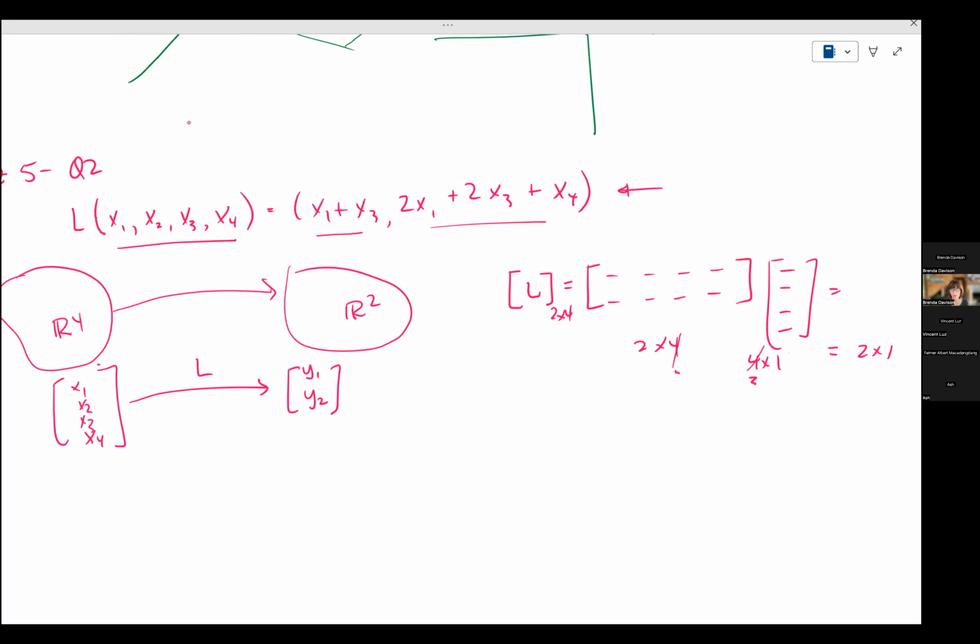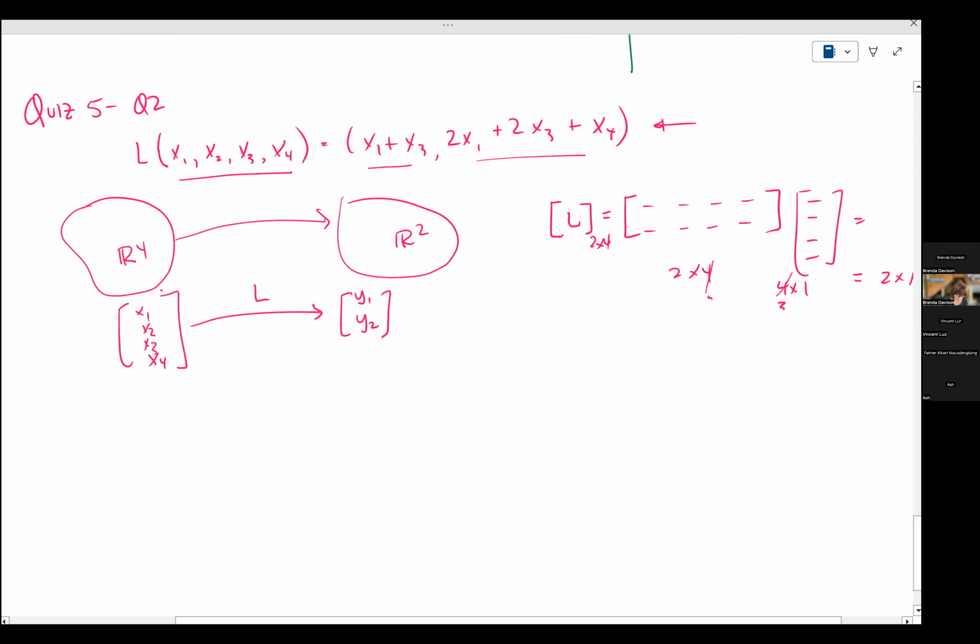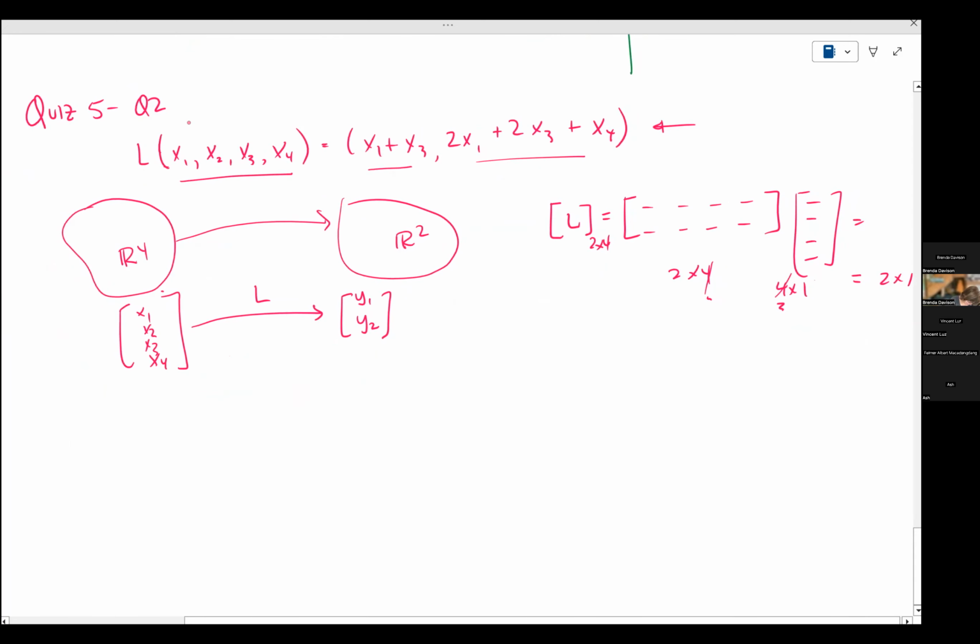I find it easier and better to get my thinking straight: what's the domain? What's the codomain? What's the size of that matrix going to look like? And then I can get the matrix of the linear transformation by looking at what happens to the basis vectors.